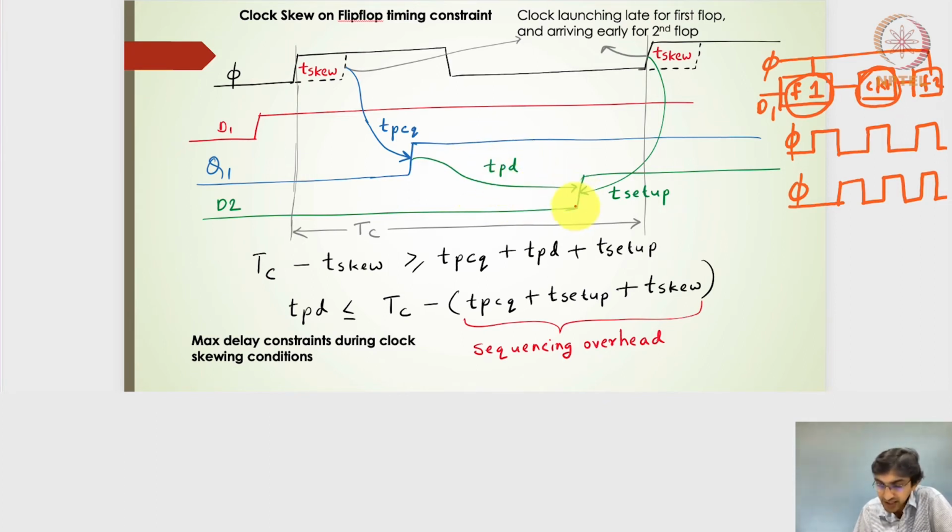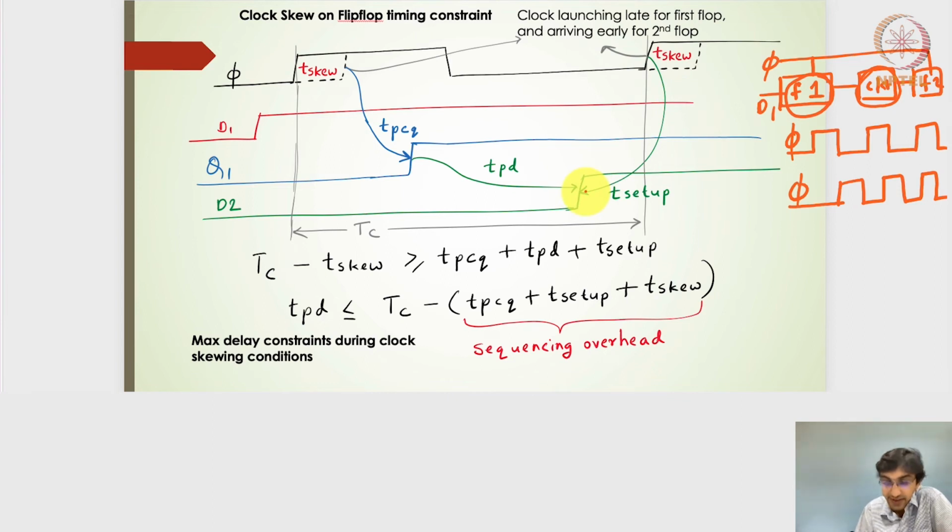And we have to ensure that that is made available just before the clock which is arriving early for the second flop. So it has to be made available T setup time before the clock that is being provided to the second flop. And in this case, the clock is arriving early. For the first flop, worst case condition, we are saying that the clock is delayed. It's arriving late, and in the second flop, it is arriving early for the worst case condition.